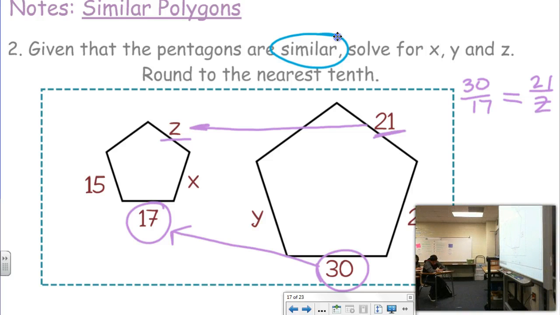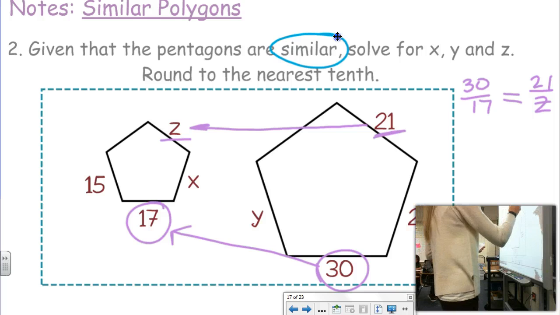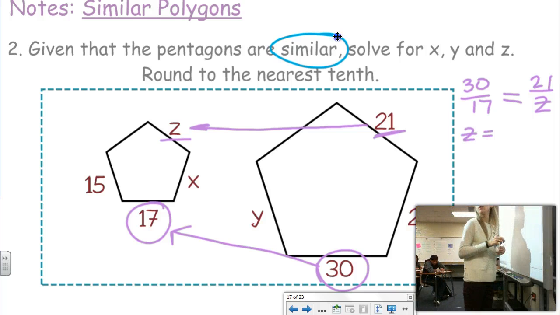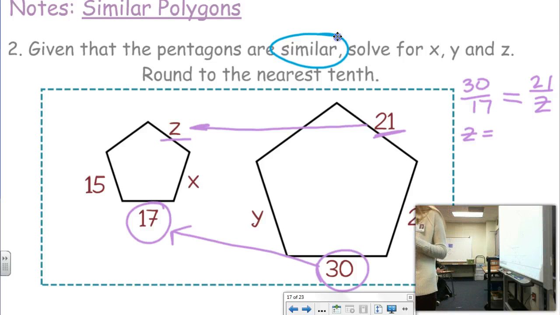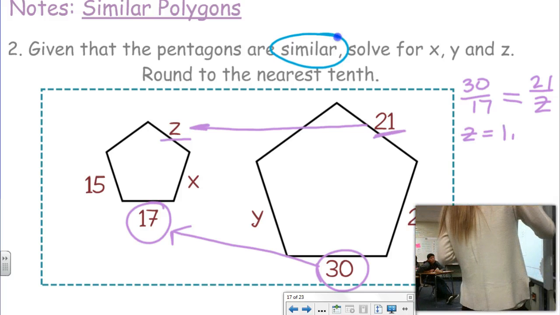Cross multiply. You're just matching up the sides and making proportions. Round to 1 decimal place. Alondra, what'd you get? You said rounded, but I said to round to the nearest tenth. 11.9? Yeah.